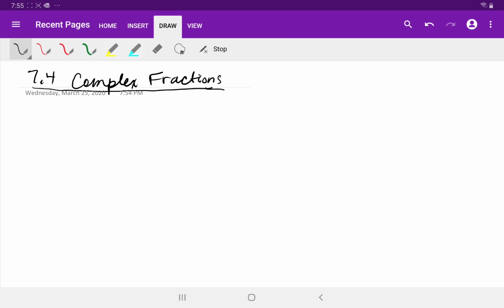Okay, so this is 7.4. Now you'll want to have done, this is the third day. So this is the third day on 7.4. So you definitely want to have done the first and the second day of 7.4 and the only day of 7.3 so that you could really understand what's going on.